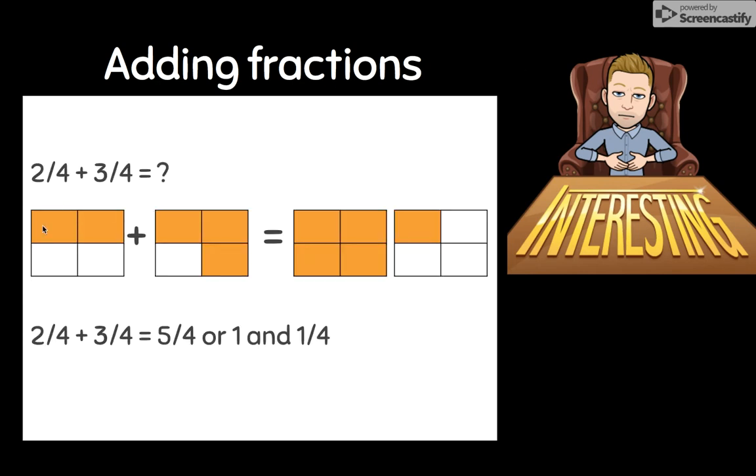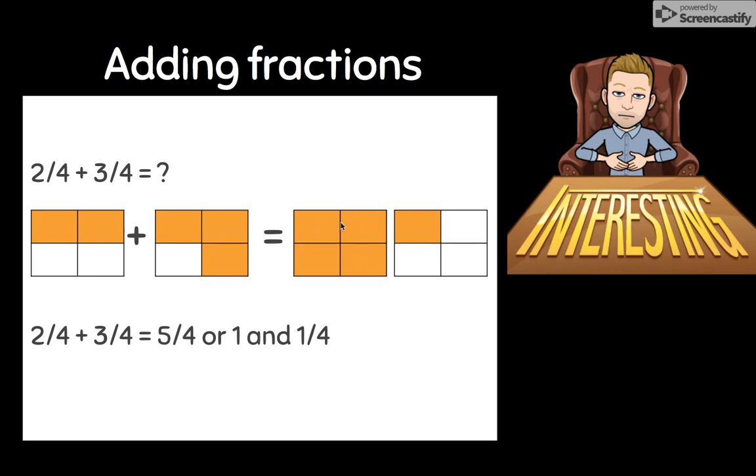Here, 2/4. Our whole has been broken up into 4 equal parts. 1, 2, 3, 4. And 2/4, the coloured in parts, are lollies. 2 over 4 plus 3 over 4. Our whole is broken up into 4 equal parts. 1, 2, 3, 4. And we have 3/4 left. 1, 2, 3.